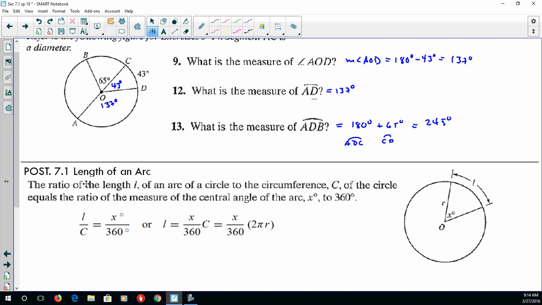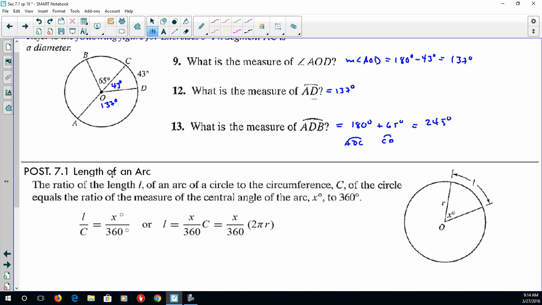We're going to accept the following as truth. The ratio of the length of an arc to the circumference is the ratio of the measure of an angle to 360 degrees. Okay, because this is the angle. This is the angle measure that goes with this length. This is the angle measure that goes with that length. Now, if you solve for L, you get that the arc length L equals x over 360 times C, which is x over 360 times 2 pi r.